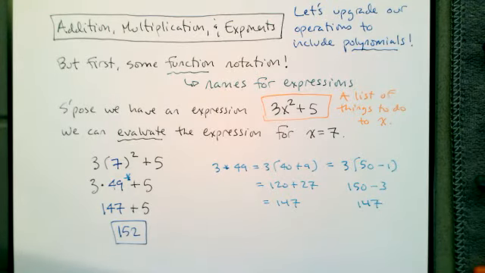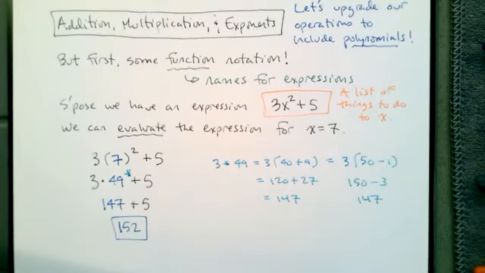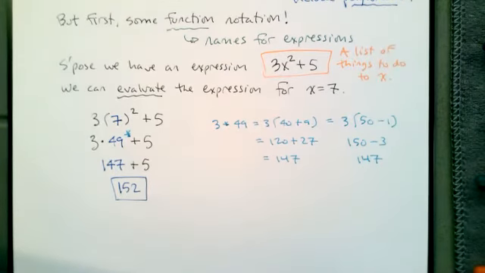So it could be that we want to use this expression a lot, so much so that we want to give it a name. And we're going to use function notation. There's more that goes into a function than just the notation, but the notation is the first thing that we encounter. It could be that we want to keep track of a bunch of different values for this expression. And so the 7 and the 152 are connected through this expression.